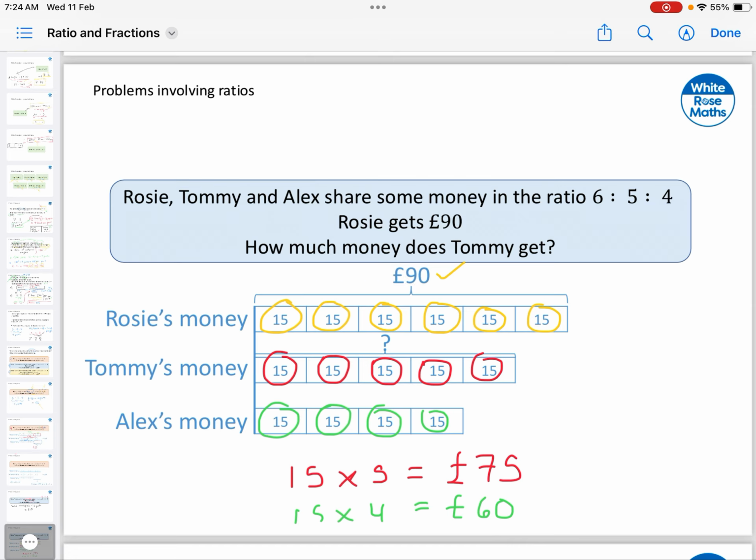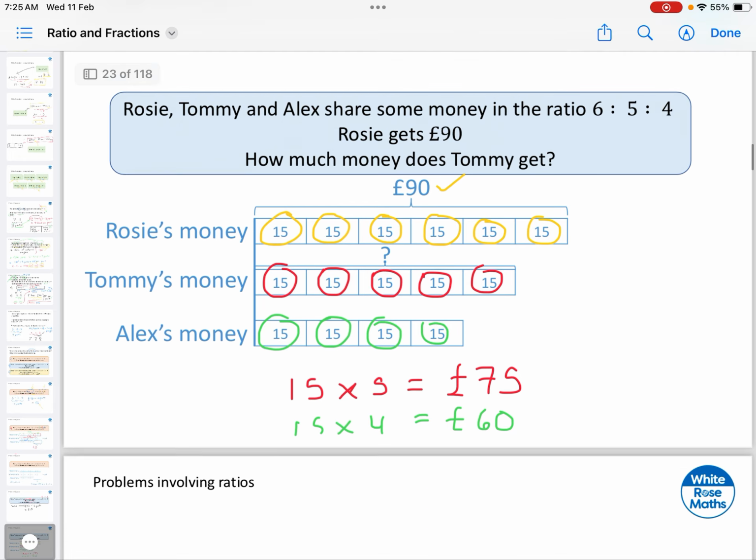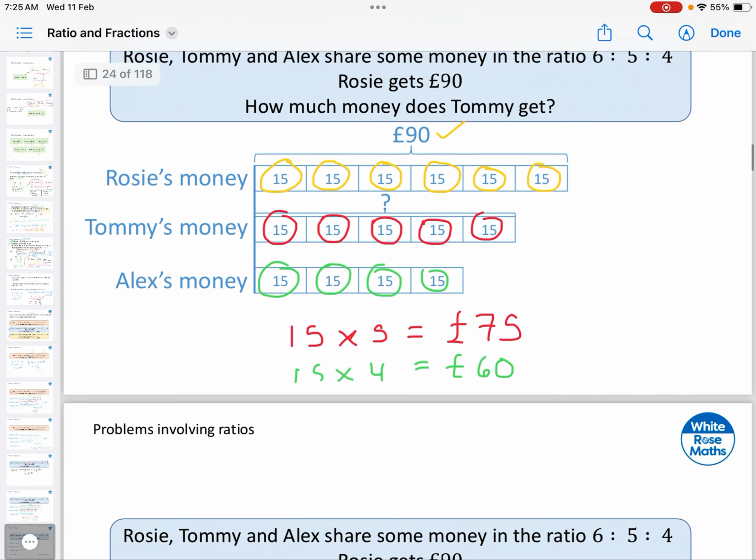So once again, it's the same information, but the distribution is different, because in this case, the person who is receiving money is Rosie, and the 90 pounds was the complete amount for Rosie. So from Rosie, we can find the amount that Tommy and Alex are receiving. Once again, the ratio is the same, 6, 5, and 4. So we multiply 15 for each one of those parts. And then finally, number 3.